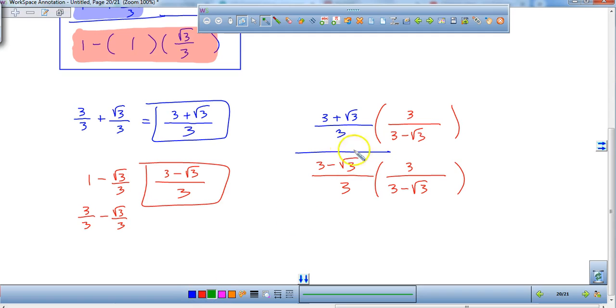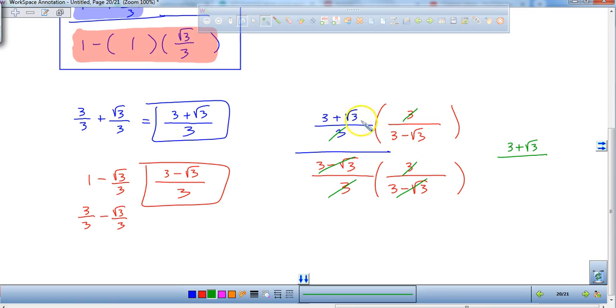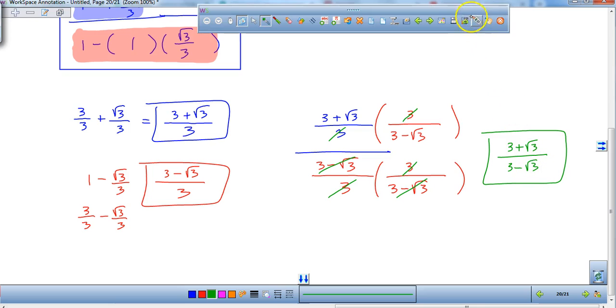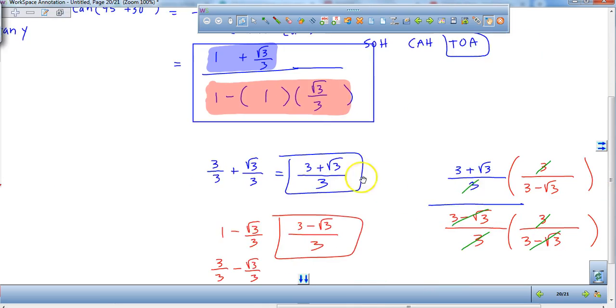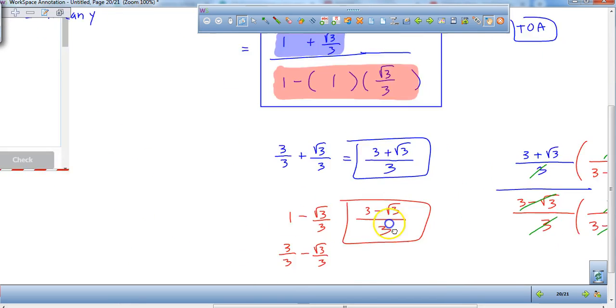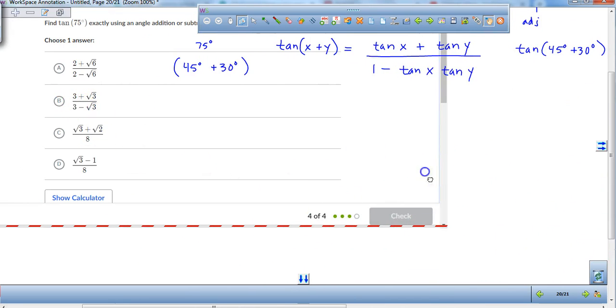Hopefully you notice that these threes cancel each other out. This cancels this, this cancels this, because those are common factors. And so basically all we're left with is a 3 plus a radical 3 up here in the numerator, and a 3 minus a radical 3 in the denominator. And I have a sneaky suspicion that's going to be one of the answer choices, but let's just see if it is or not. Okay? 3 plus radical 3 over 3 minus radical 3, answer choice B.